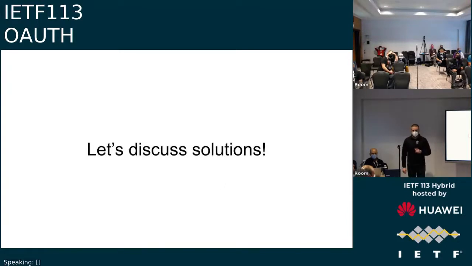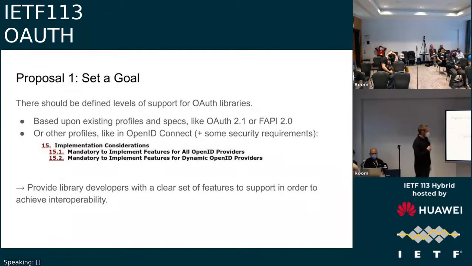So let's discuss some solutions. And when I say let's discuss, I'm going to make some proposals, maybe as the basis for the discussion. Proposal number one would be to define a goal. Because currently, when somebody starts implementing a library, or when somebody has a library and asks themselves what could be the next feature that I implement, there's no guidance that we provide.